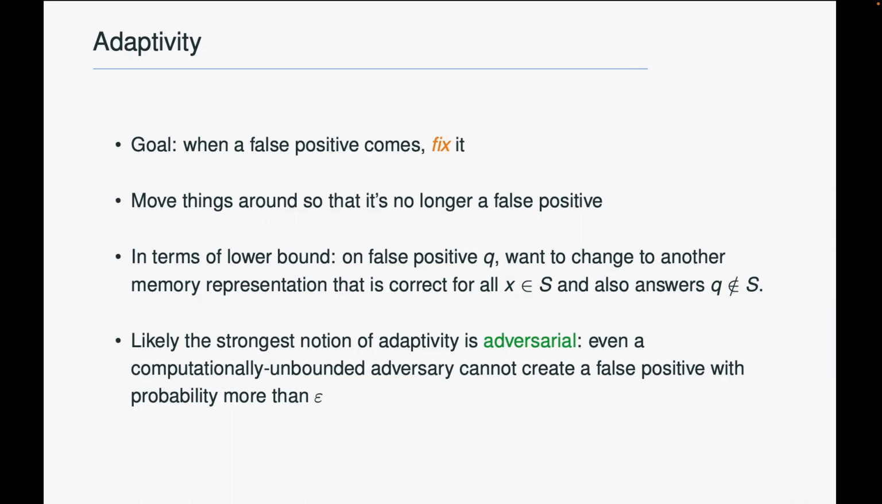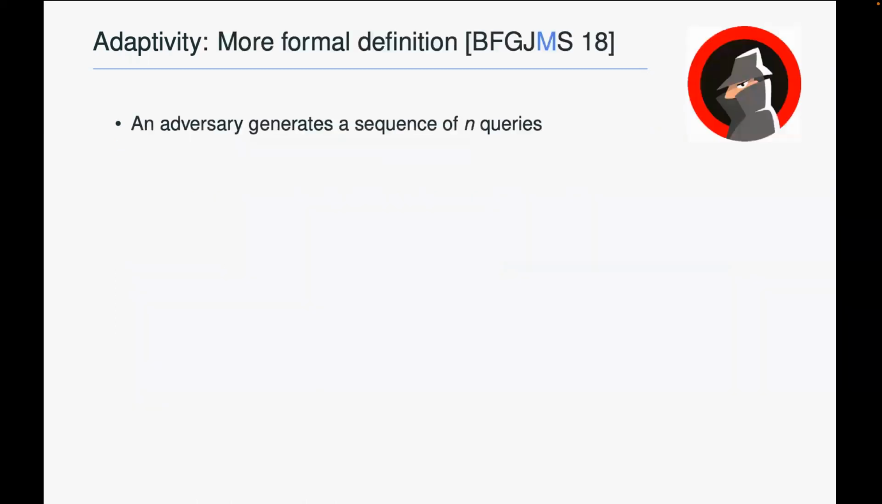So this encompasses, if I see a false positive once, I don't want it to be a false positive again. An adversary would be able to catch on to that really quick, right? But I also want a notion of adaptivity that works against any kind of strategy to make some false positives more common than others. So I'm going to go into more detail about this.